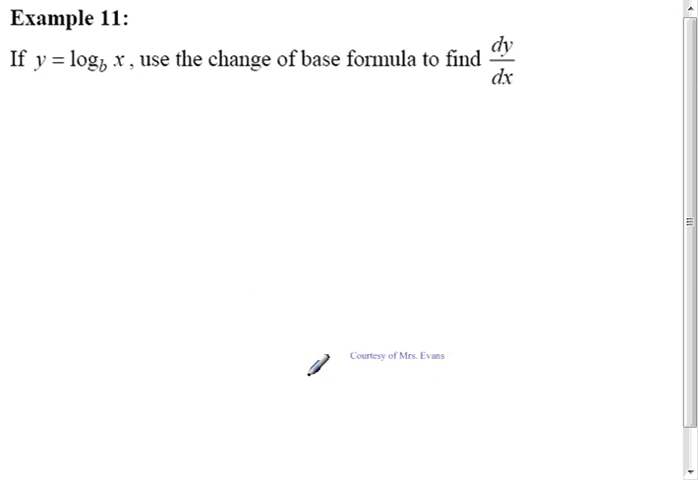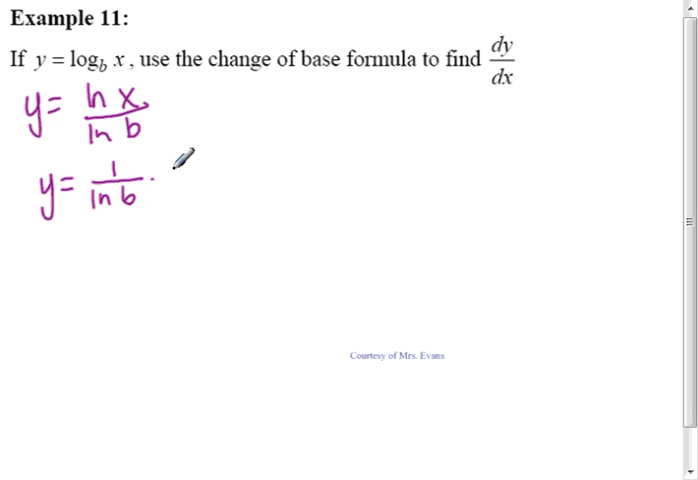Okay, use the change of base formula to find dy dx. So we can turn this into ln here. So I'm just rewriting the y function now. So I can write this as the ln of x over the ln of b. Alright, so ln of b, that's just a constant. So I'm going to rewrite that in the front, just so we can see that this is separate here. So it's a constant number times ln of x.